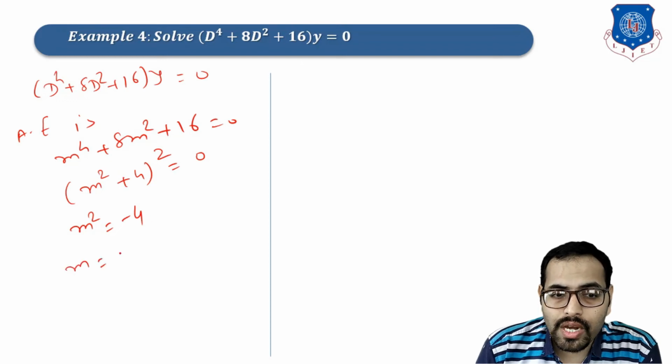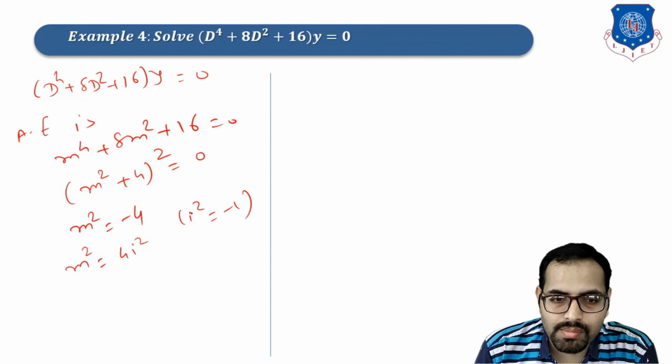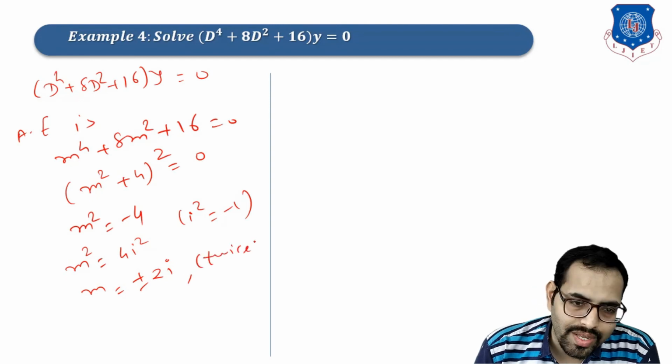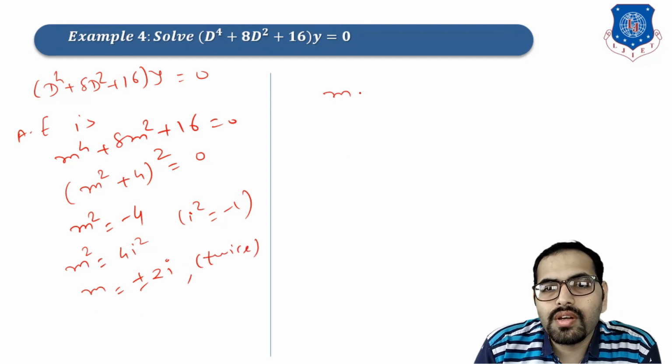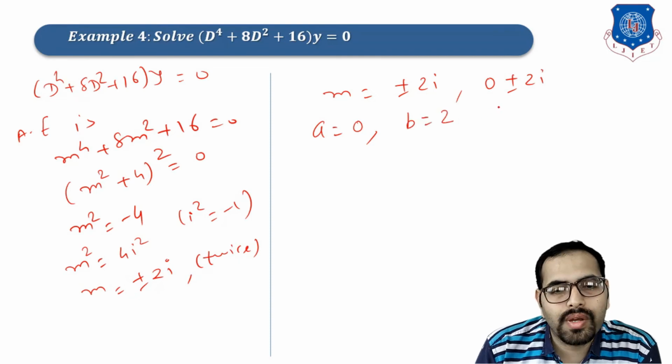Then for m, we cannot factorize directly. Here we can write 4i square, because i square equal to minus 1, that is the iota complex number. Then m is equal to plus or minus 2i, which is repeated twice. Then we can write m as 0 plus or minus 2i, 0 which is our real value and 2 which is our imaginary value. Then the value of a is 0, the value of b is 2, and it is repeated twice.